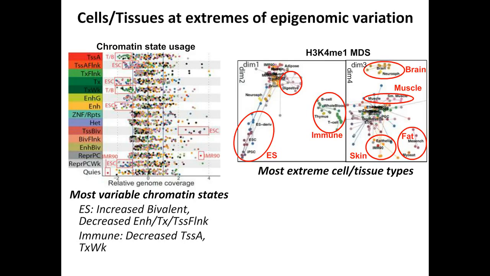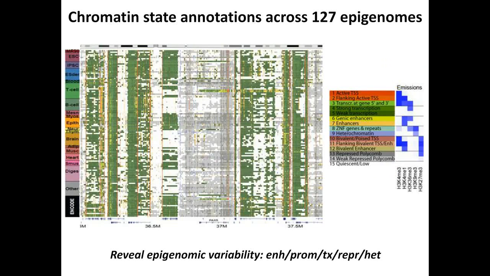For example, embryonic stem cells show a large enrichment in these bivalent chromatin states that are poised for either activation or repression. And you can see here that T cells and B cells are, for example, depleted in promoter regions. You can now exploit that information to start understanding how the epigenomic landscape, in fact, varies across these 127 epigenomes.